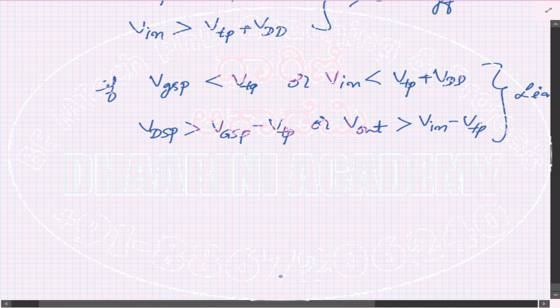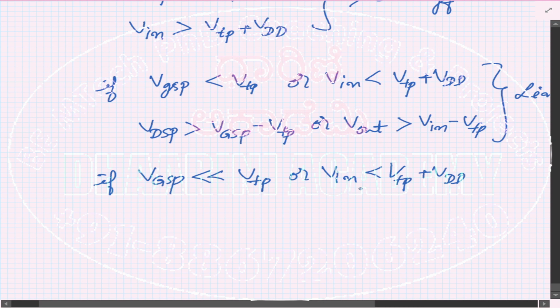And then we go for the third condition, that is if the VGS of a PMOSFET is much lesser than VTP. You see, it's a very small voltage, so the device has to be turned on completely. Or you can write the input voltage V in is much less than V threshold plus VDD. This is one condition.